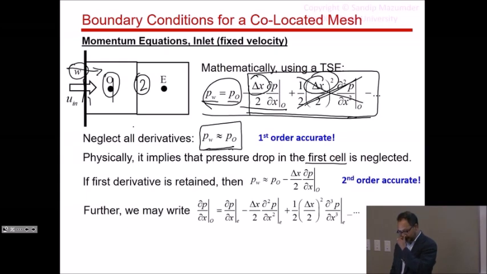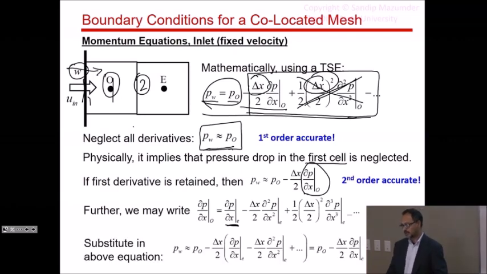And then further, what we can do is we can say, okay, we expand this as a Taylor series in terms of the eastern face. Okay. Now, this is one way of doing it. You can actually formally do two Taylor series expansions and cancel certain terms and do it also. Okay. Either way, the mathematics will work out to be the same. So if I do it this way, then this is what I get. So I've taken this expression here, plugged it in here, okay, and I get that.